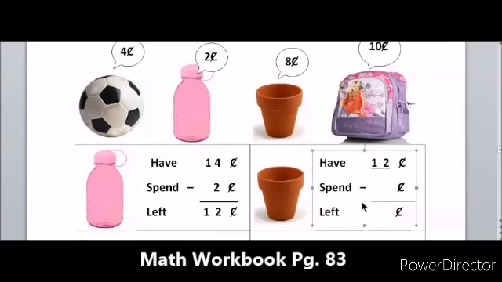Come to the next picture. So you are going to buy this flower vase now. It is 8 cents. What is the cost of this? It is 8 cents. And how much do you have? You have 12 cents with you, and you are going to give 8 cents to the shopkeeper. So write 8. You spend 8 cents.